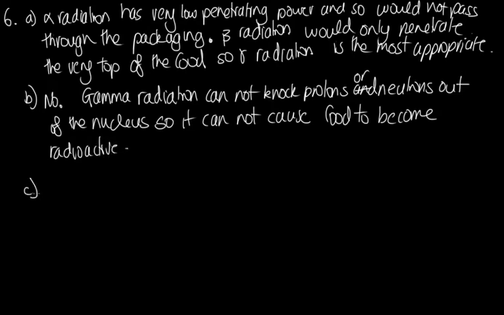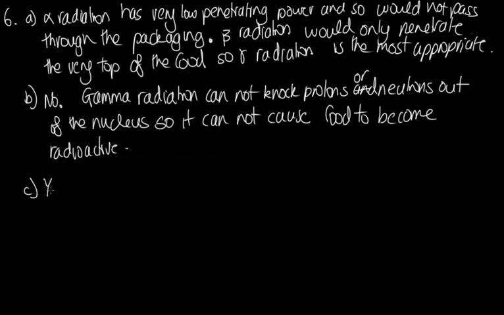And then part C says, could irradiating the food do anything other than kill off the bacteria? Well yes it can. Gamma radiation can affect the electrons which are around the atoms. It can knock the electrons out because it does have a low ionizing power, and so this can affect the chemistry that is involved, and so it can change the molecules.